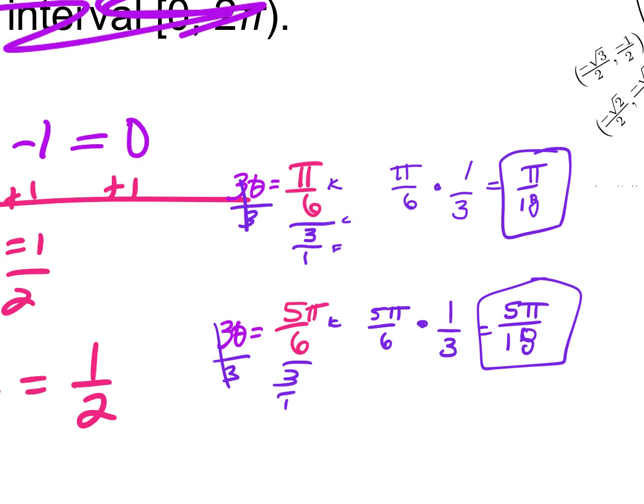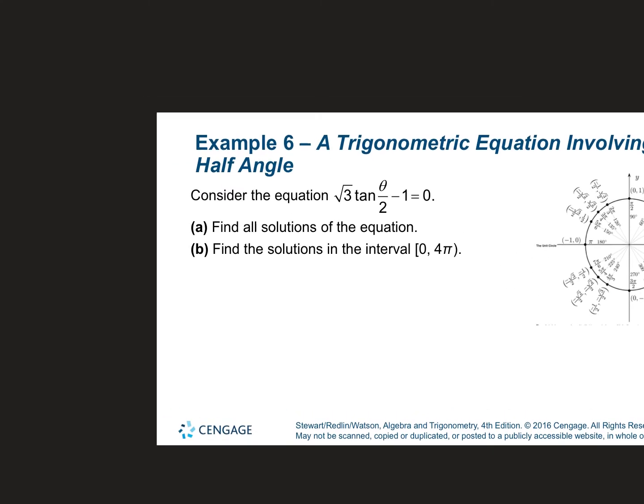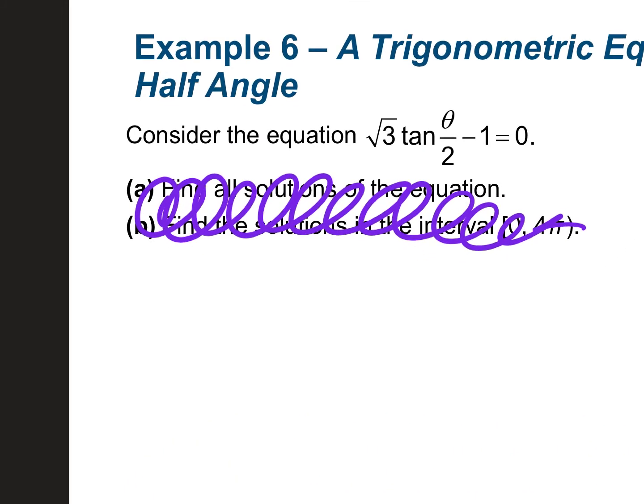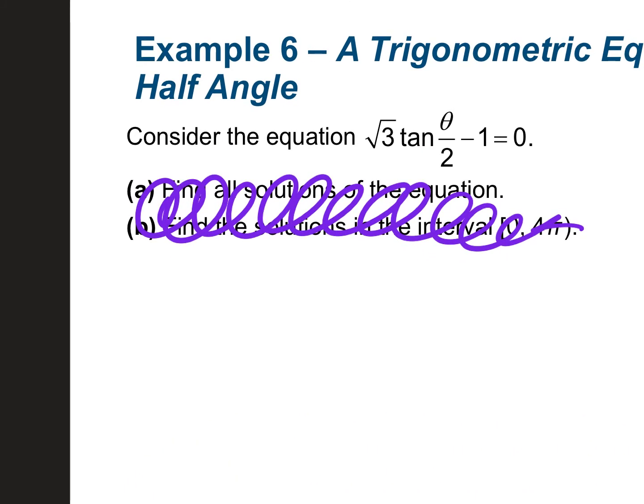So if I look at this next example, all right, again, don't worry about this. We're not talking about specific intervals or anything. We're just talking about solving. What's the first thing I should do here? Rewrite it. So I have the square root of 3 times the tangent of theta divided by 2 minus 1 equals 0. All right, go through our normal steps.